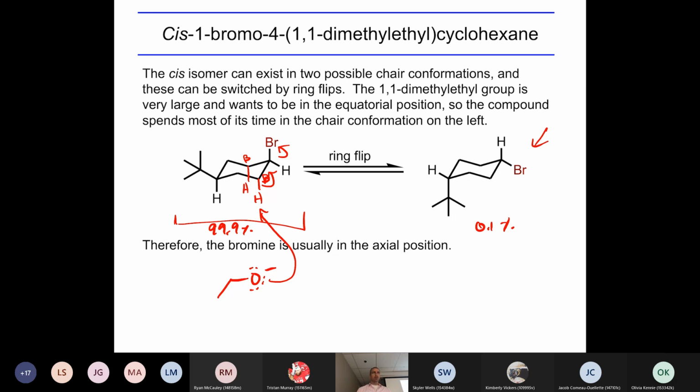This one is not reactive because the bromine is equatorial, and the anti-coplanar groups are C-C bonds, right? So those are the anti bonds. There's no hydrogens there, they're carbons. You can't do elimination. You can't do E2 when the leaving group is equatorial, only when it's axial. But that's okay for this molecule because it's almost always axial, because that tert-butyl group locks it in that conformation.